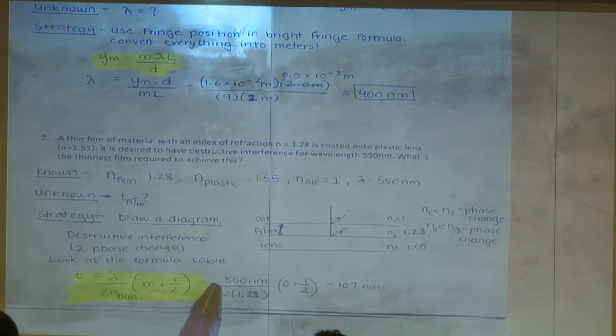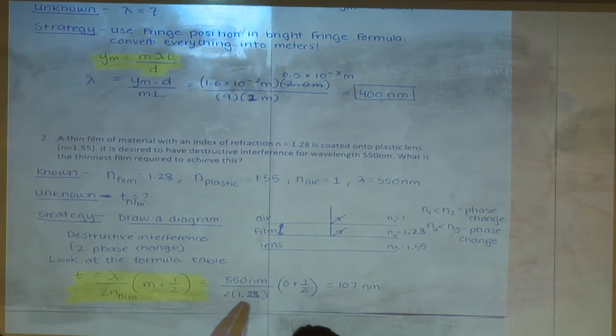So if you plug everything in, it's going to be 550 nanometers as the wavelength over 2 times the refractive index of the film, and then times 0 as the order plus 1/2. And that gives us 107 nanometers.